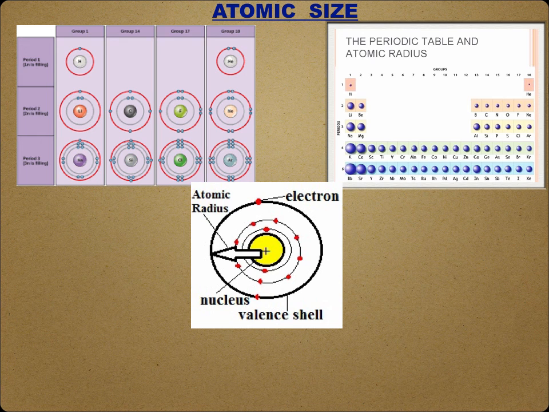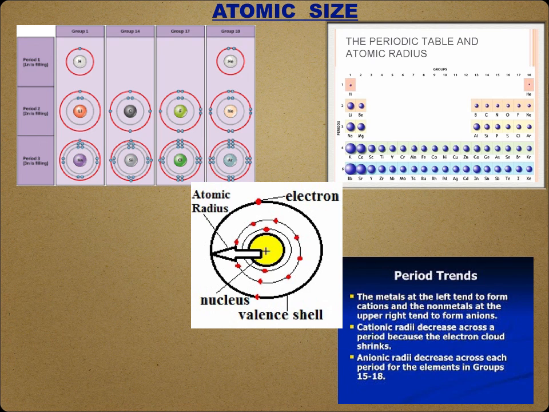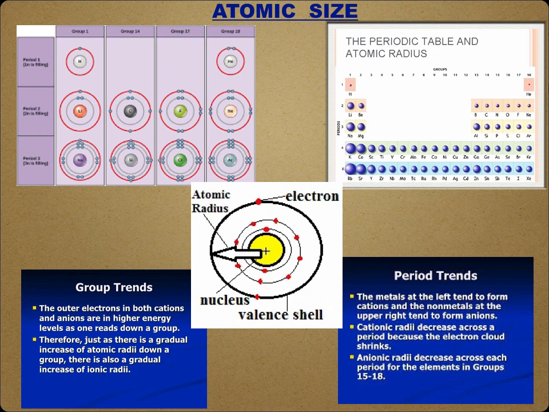You will find that while going down a group, the atomic size goes on increasing. This is because while going down a group, a new shell is added. Therefore, the distance between the outermost electron and the nucleus goes on increasing. As a result of this, the atomic size increases in spite of the increased nuclear charge.